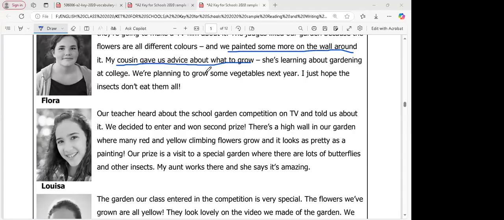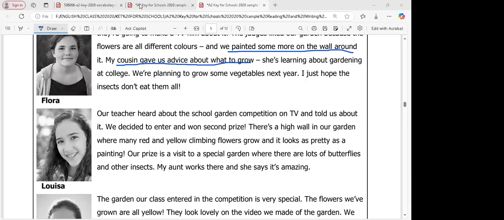Our teacher heard about the school garden competition on TV and told us about it. We decided to enter and won second prize. There's a high wall in our garden where many red and yellow climbing flowers grow and it looks pretty as a painting. Our prize is a visit to a special garden where there are lots of butterflies and other insects. My aunt works there and she says it's amazing.